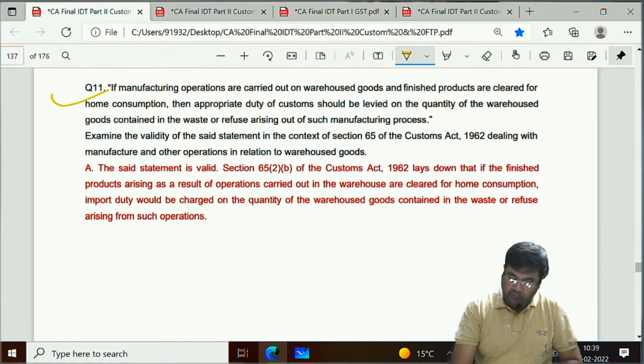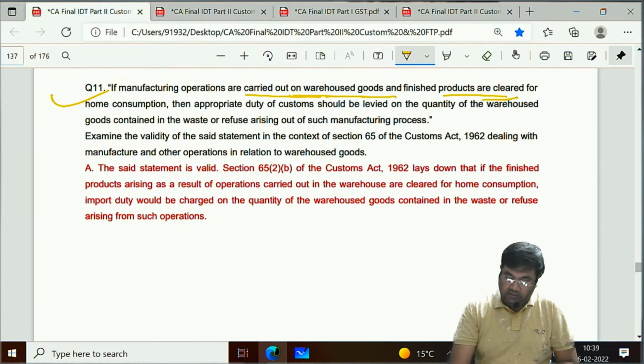Question 11. If manufacturing operations are carried out on warehoused goods and finished products are cleared for home consumption, then appropriate duty of customs should be levied on the quantity of the warehoused goods contained in the waste or refuse arising out of the manufacturing process. You need to examine this statement. This is basically a valid statement according to section 65.